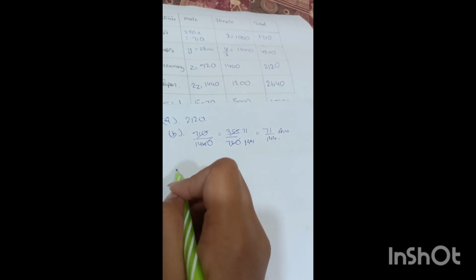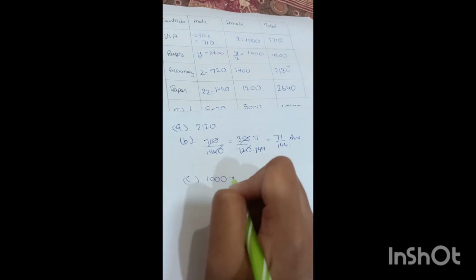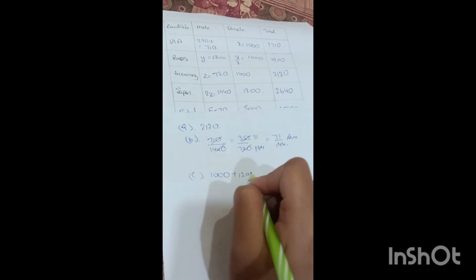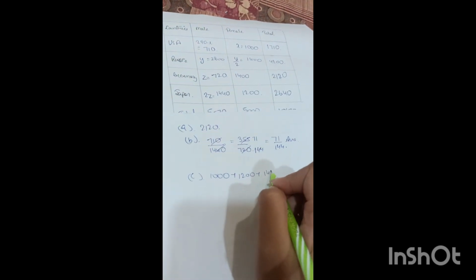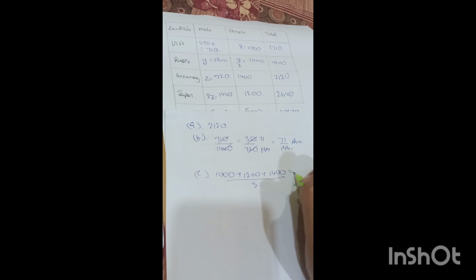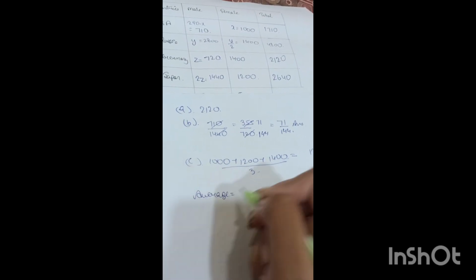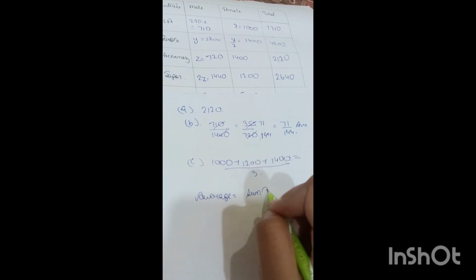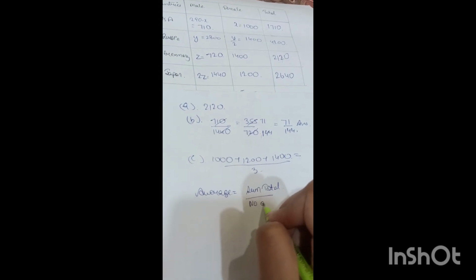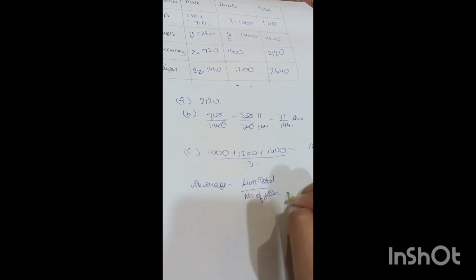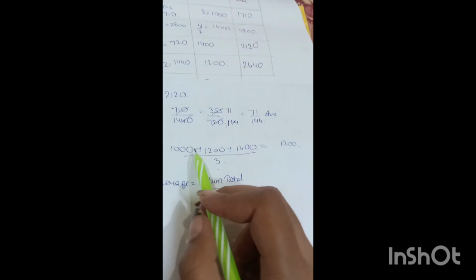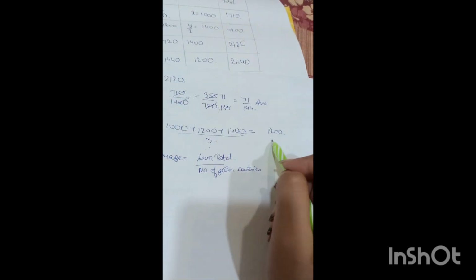Okay, now for C, find the average number of females from USA, Japan and Germany. Females of USA is 1000 plus Japan's female is 1200, and Germany's female is this, upon 3. So we'll get the value. If you solve it, you will get the value of 1200. Over here, how have we solved it? So there is the average formula: sum total upon number of given countries. So sum of total females and upon how many it is given, 1, 2, 3. So that's why 3. So the answer is this.